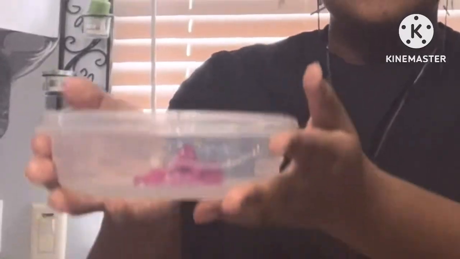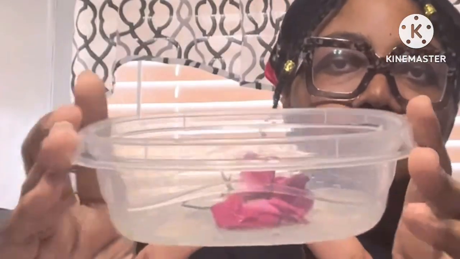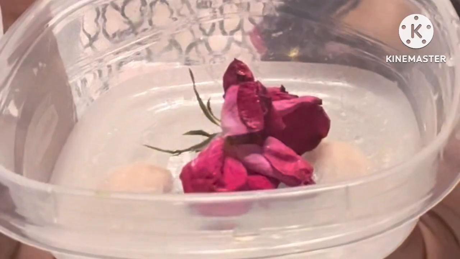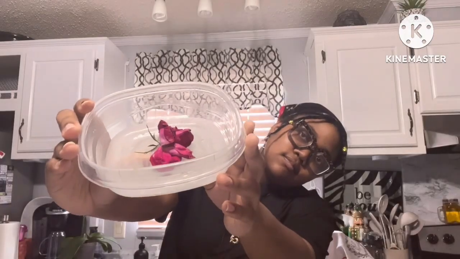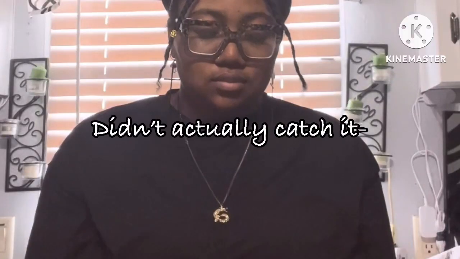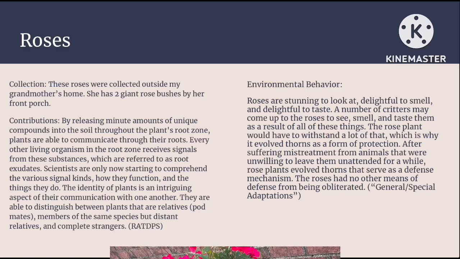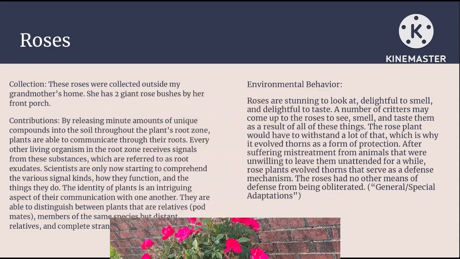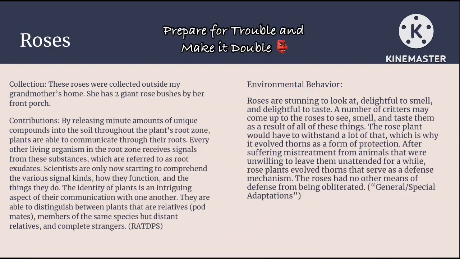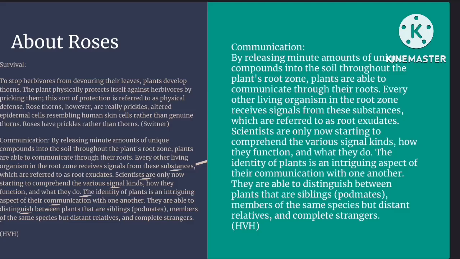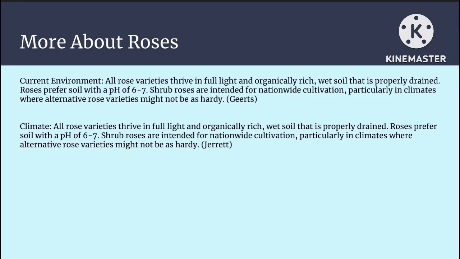Here I have an angiosperm, a common rose. What's left of it? I'm going to call him Carlos. He stars in a telenovela. Why not? The rose's scientific name is Rosa rubicosa. They are found commonly in terrestrial forests, but they are a very defensive type of plant, so it's not unheard of for them to be in different biomes. I acquired these from my grandmother's front yard, where she has two giant rose bushes on her front porch. Roses are well known for having sharp thorns to fend off predators, but they are actually altered epidermis cells, or skin cells, forming into a thorn-like device.